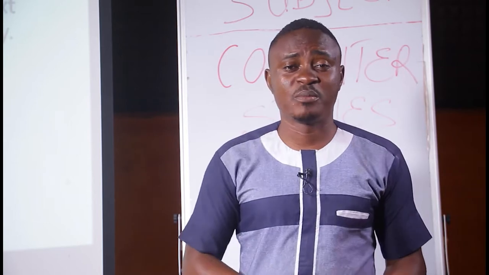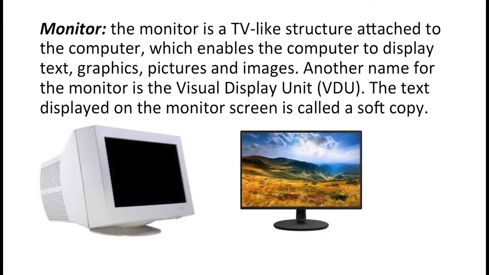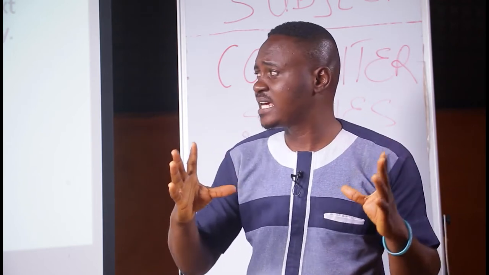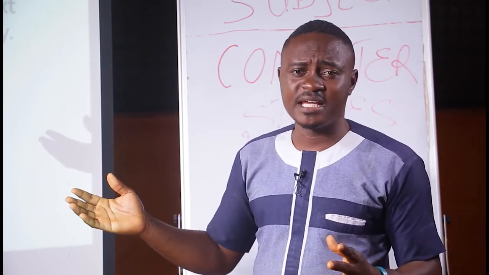We're going to start with the monitor. The monitor is a TV-like structure attached to the computer, which enables the computer to display text, graphics, pictures, and images. Another name for the monitor is a visual display unit. So just like we have said, like your television is a TV-like. We have the picture right here.